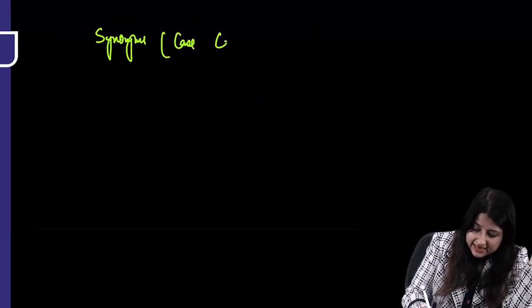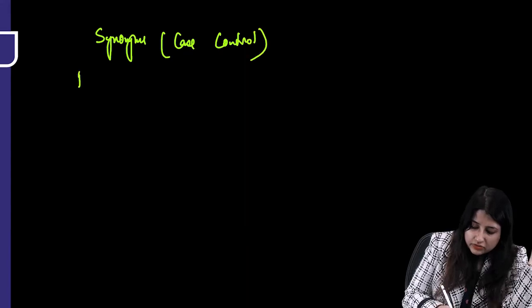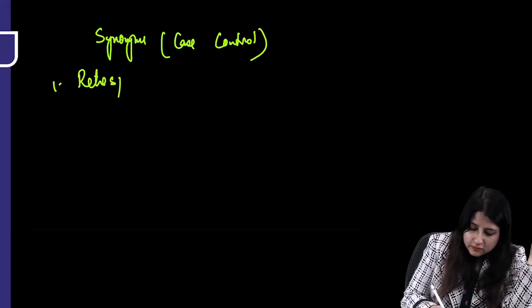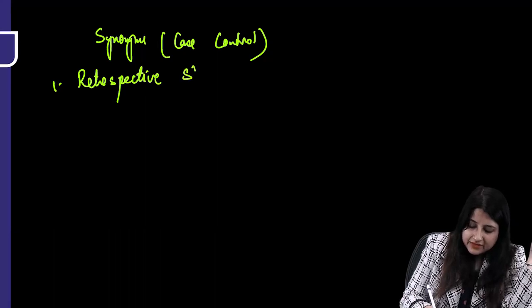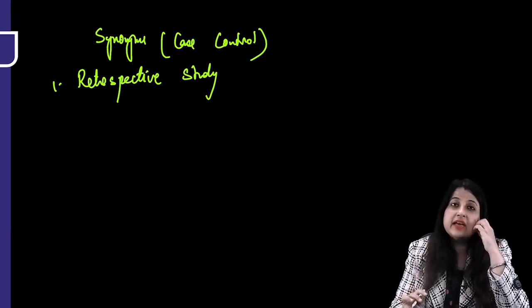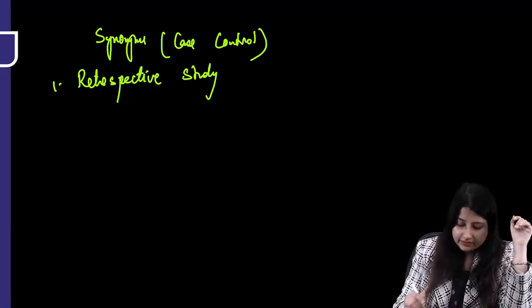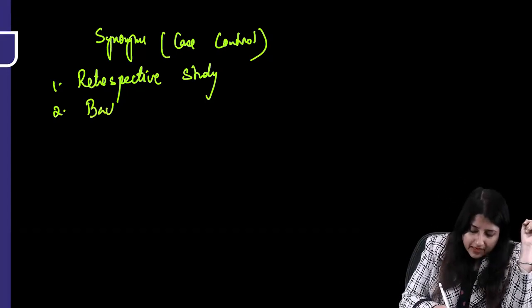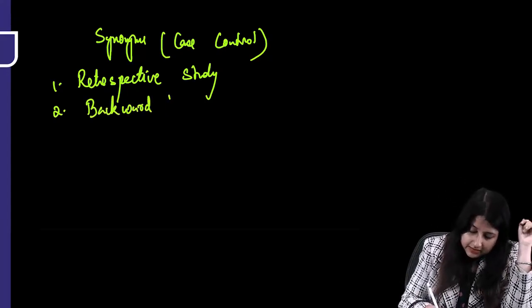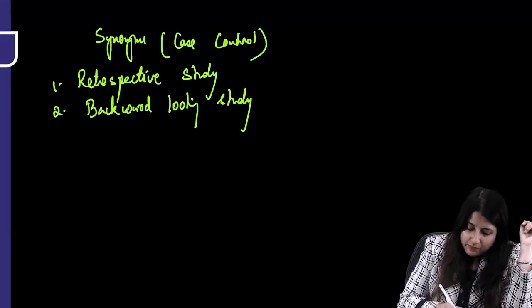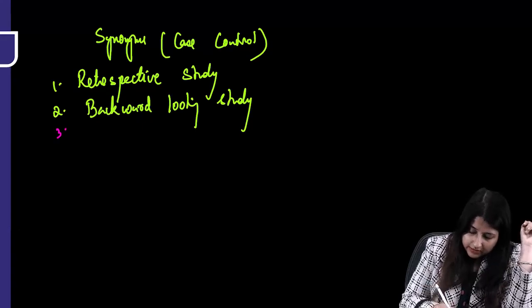Okay? So, based on this, what are the synonyms for a case control study design? Now, as you can see, it is also known as a retrospective study. If they just mention retrospective study, we are referring to a retrospective case control. For a cohort, they will say retrospective cohort, okay? Then we are moving backwards. So, backward looking study. Then you are moving from outcome to exposure.